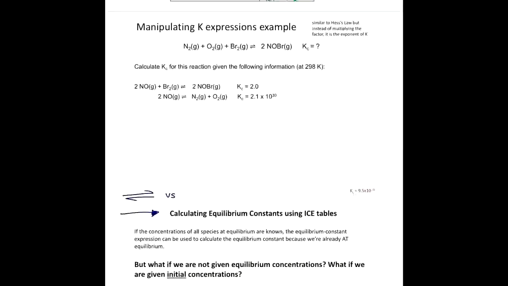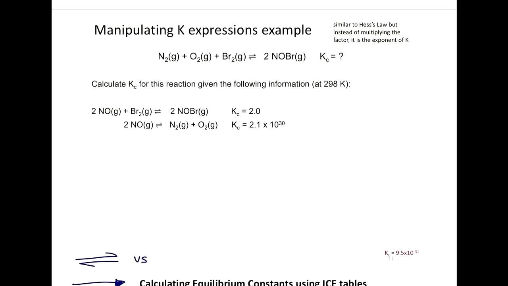So we'll do this slide and then stop here. Let's manipulate K expressions, where you have your target reaction, and then you have your given reactions and Ks. Just like Hess's law, you need to ask yourself, how do I combine these reactions to get what I want?